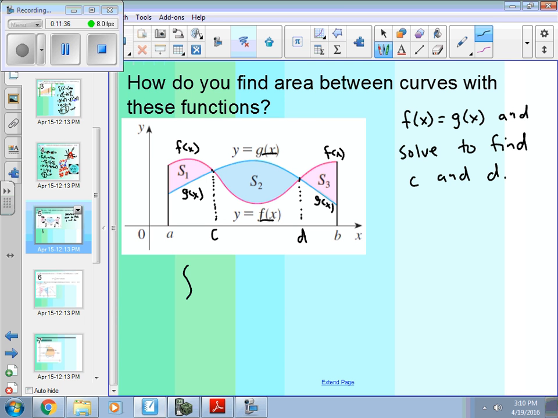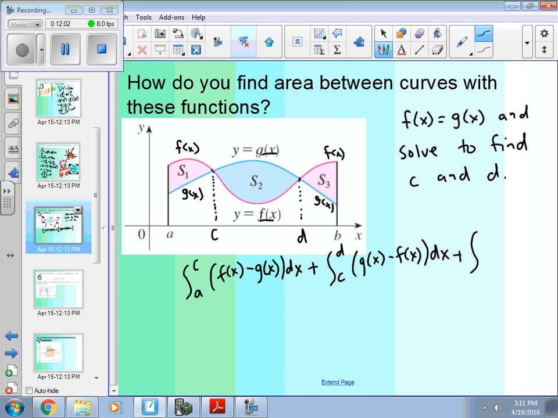So the first one you would set up from A to C, and with the first one, f of x is on top, g of x is on bottom, so we'd subtract it like this. Plus, now the second one goes from C to D, and here g of x would be the one on top, minus f of x on bottom, and then plus one more integral from D to B, and again, f of x is back on top, g of x is on bottom.